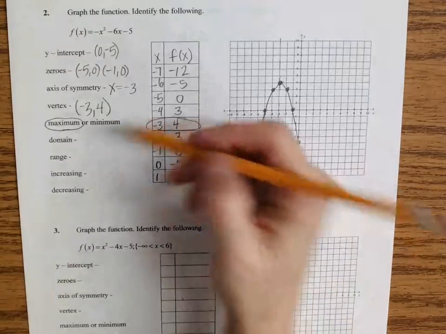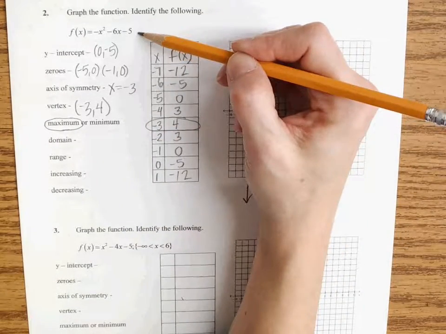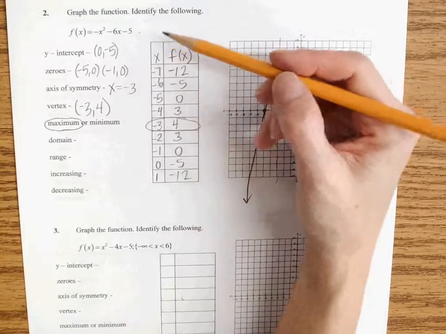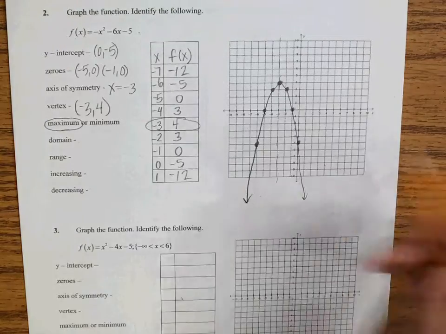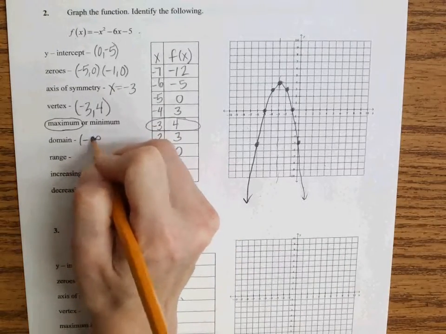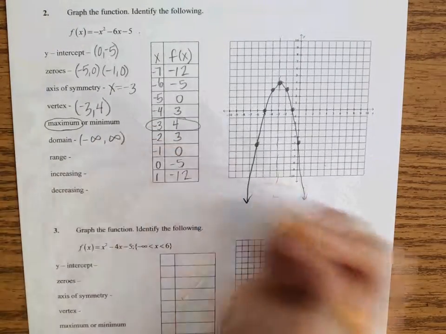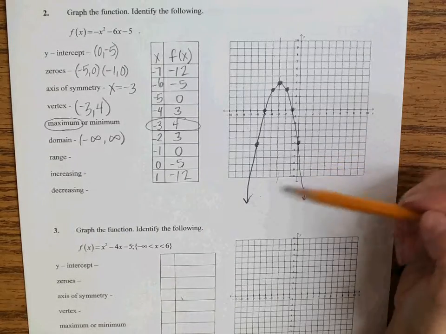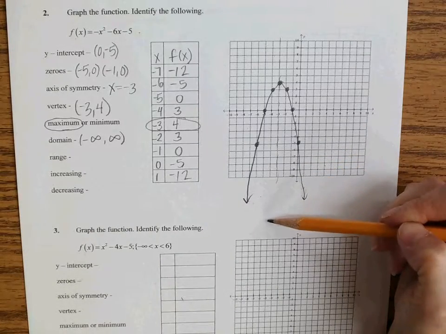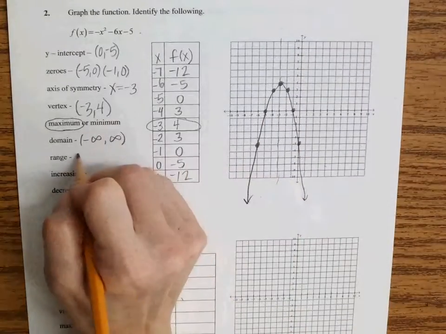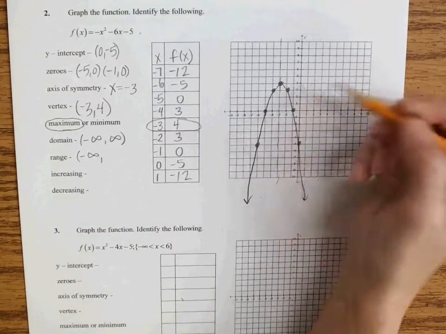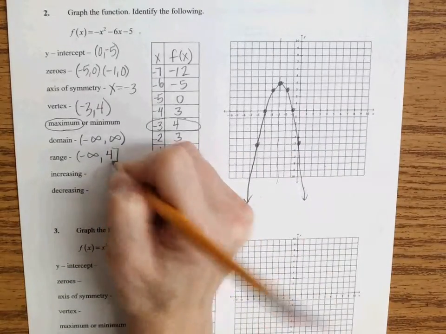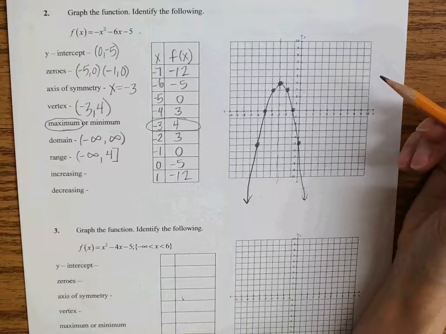Okay, now domain and range. I look up here. I do not have end behavior. So when I do not have end behavior, my parabola starts at negative infinity all the way to positive infinity. I'm going to show you the other notation. Put that in there. My range, negative infinity is where it starts. So you go from bottom to top. And it stops right here at positive 4. And this is where I have a bracket because it equals 4.